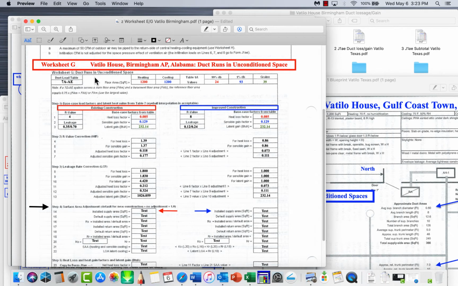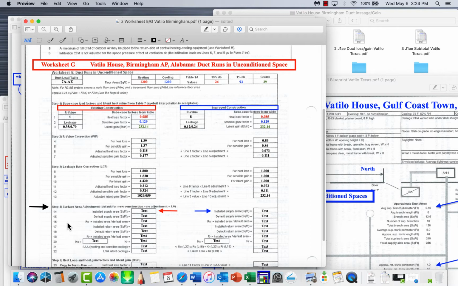This is worksheet G. We had already finished up step 1, step 2, and step 3, the base case, which are on another video, and the R value correction, width, and leakage rate correction, LCF. They were also in another video, so we're down to this point right here, which is the surface area adjustment for ductwork. Okay, this calculation here is pretty straightforward.